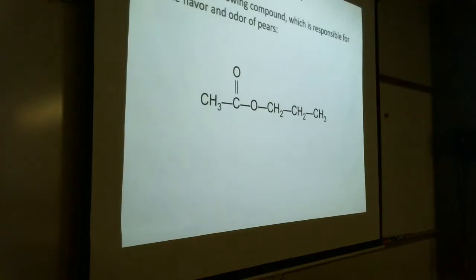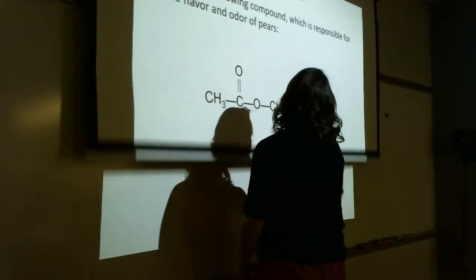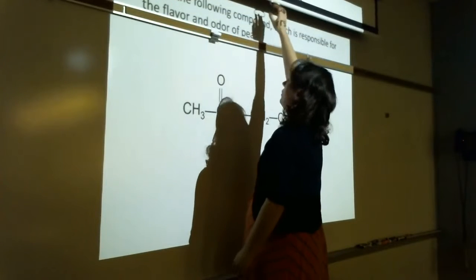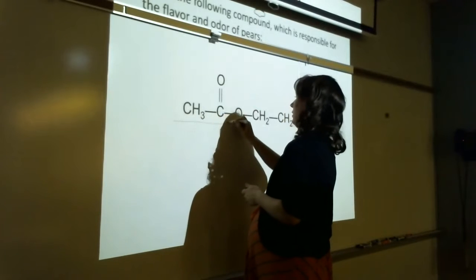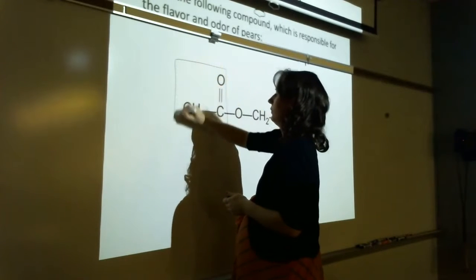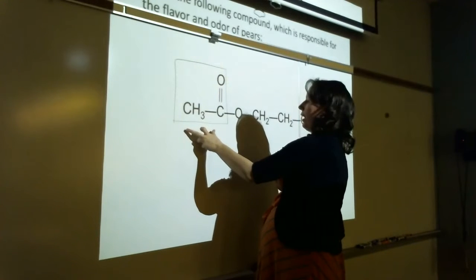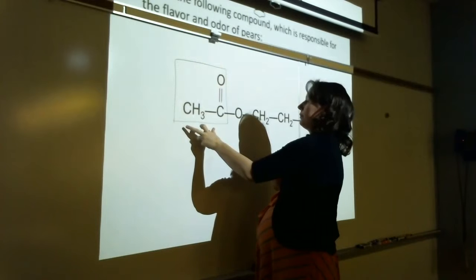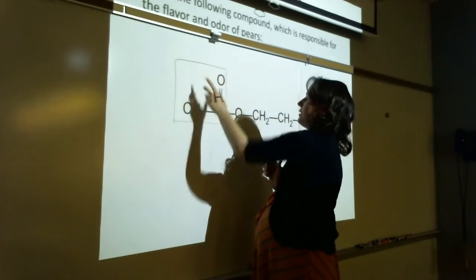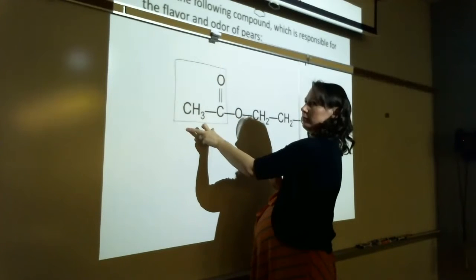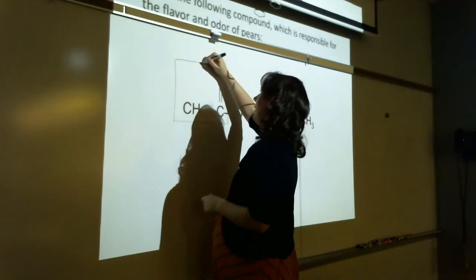All right, let's look at this one, see what we got. So when we break this down, what part did this come from? The carboxylic acid or the alcohol? All right, this came from the carboxylic acid. What carboxylic acid specifically did it come from? Right, this came from ethanoic acid.